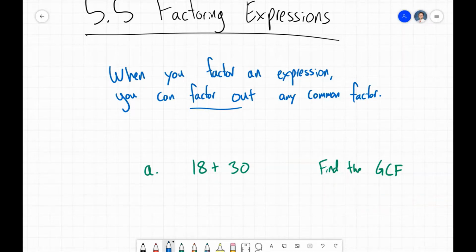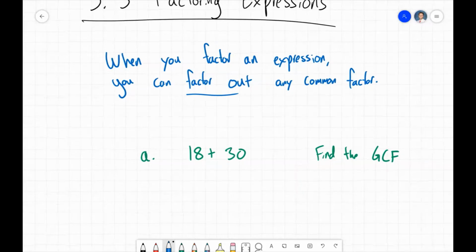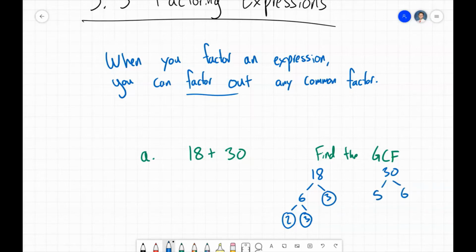Alternatively, we could use prime factorization. So we've got 18. 6 times 3 is 18. 2 times 3 is 6. So our prime factorization of 18 would be 2 times 3 times 3. And for 30, 5 times 6, 2 times 3. So our prime factorization for 30 would be 2 times 3 times 5.